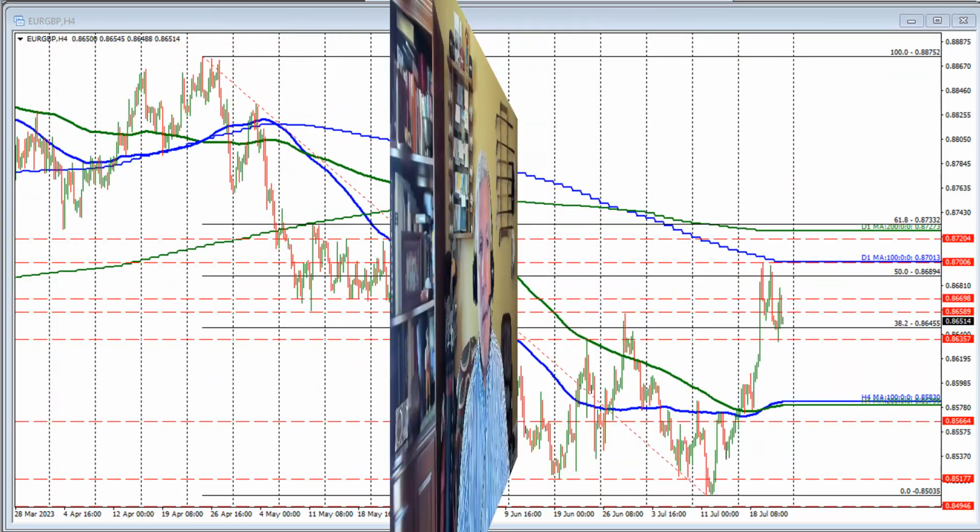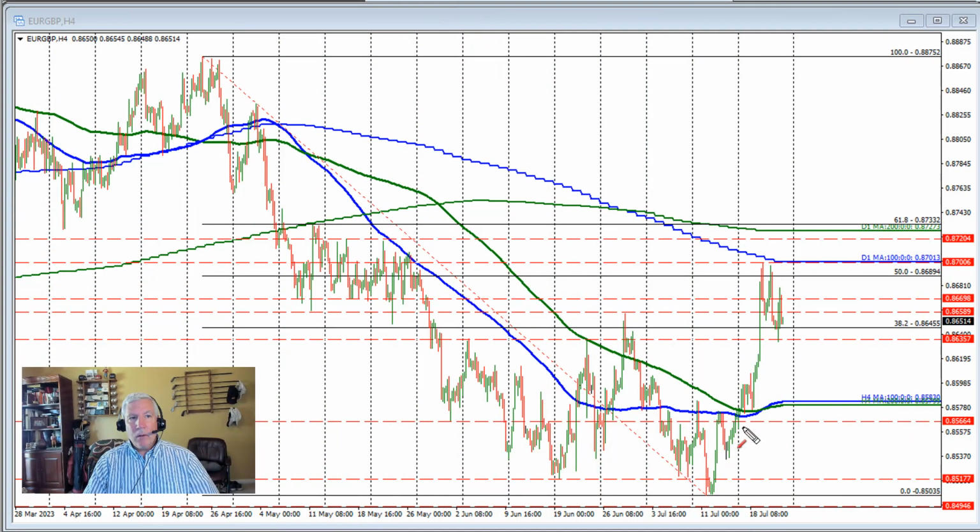I'm going to take a look at one of the cross-currency pairs, the euro versus sterling. Well, what happened in this pair this week? If you recall from last week, the price closed the week. This is the end of last week. Each of these dashed lines represents the start of the week and the end of the week.